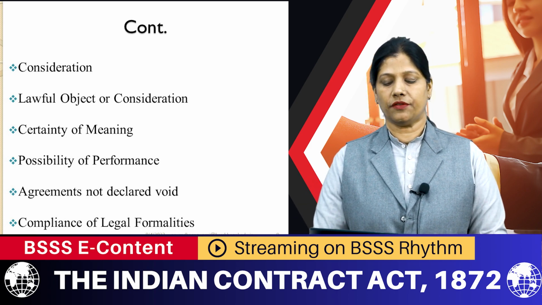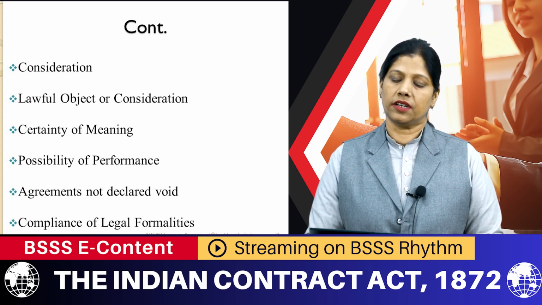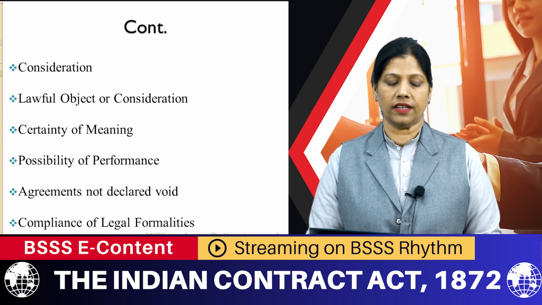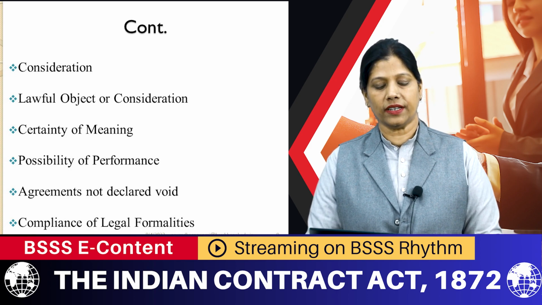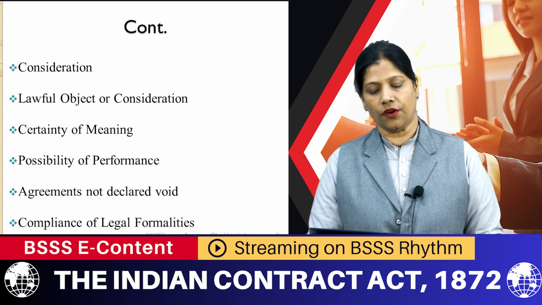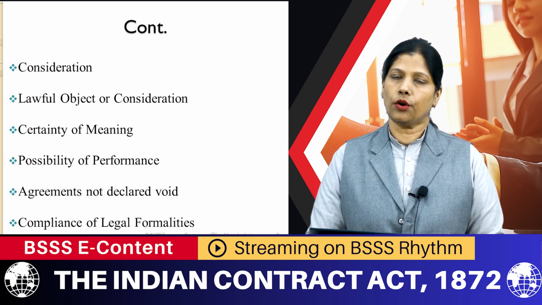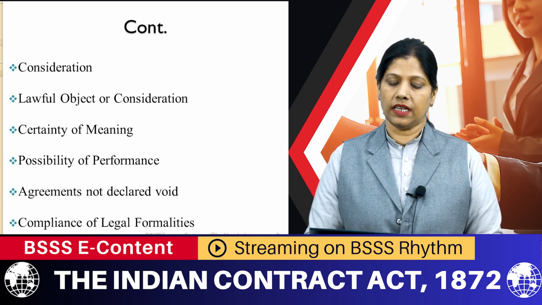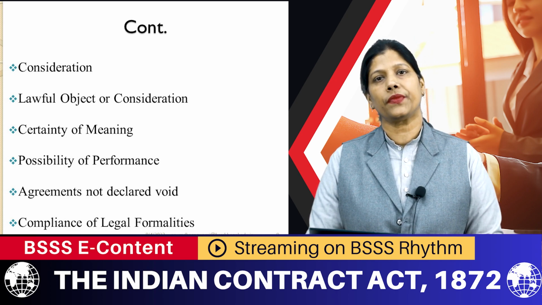Now, our eighth essential for a valid contract is lawful object and lawful consideration. The consideration or object of an agreement is lawful unless it is forbidden by law, or is of such a nature that if permitted, it would defeat the provisions of any law, or is fraudulent, or involves or implies injury to the person or property of another, or the court regards it as immoral or opposed to public policy. In each of these cases, the consideration or object of an agreement is said to be unlawful.